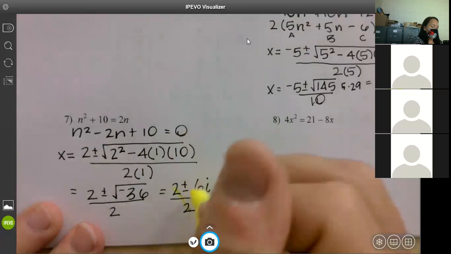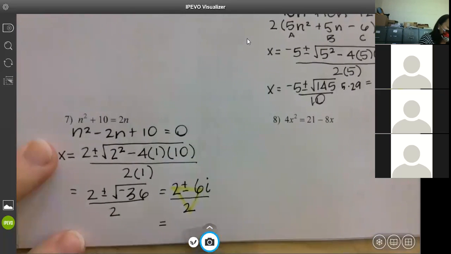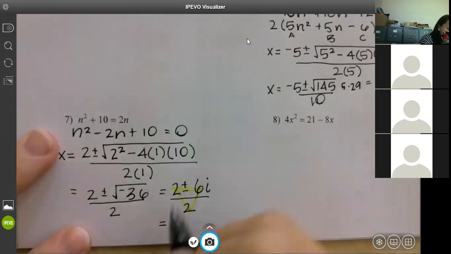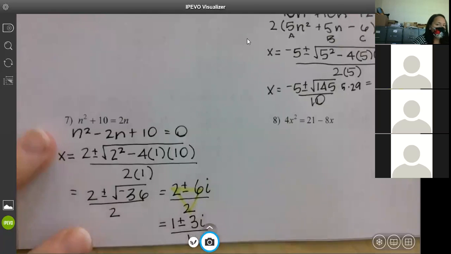Then I talked to you about my triangle of numbers. Right there they are. What are all of those numbers divisible by? 2. So what's 2 divided by 2? 1. Plus or minus 6 divided by 2? 3i. 2 divided by 2 is 1.